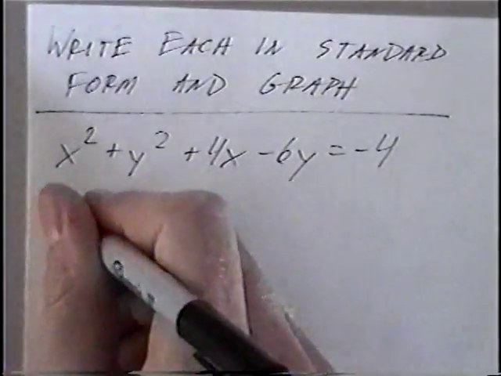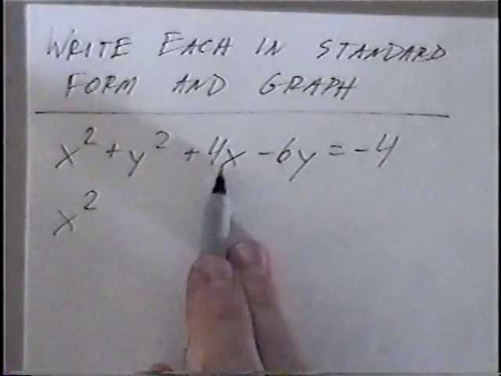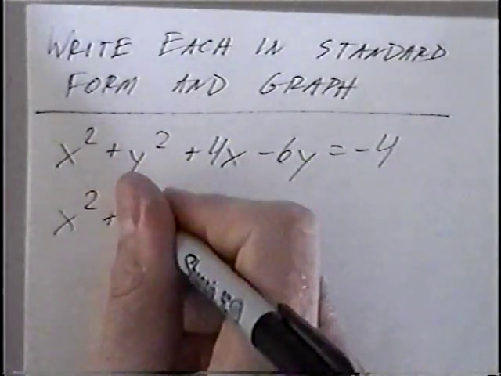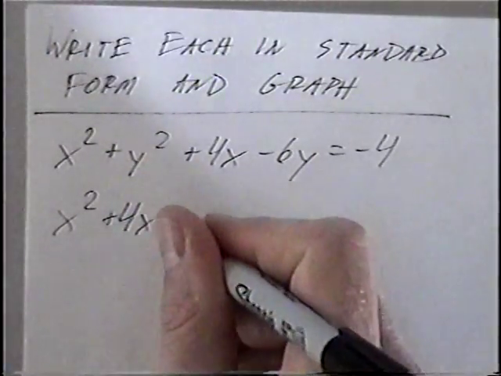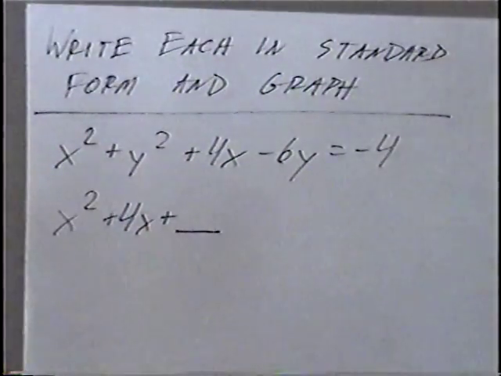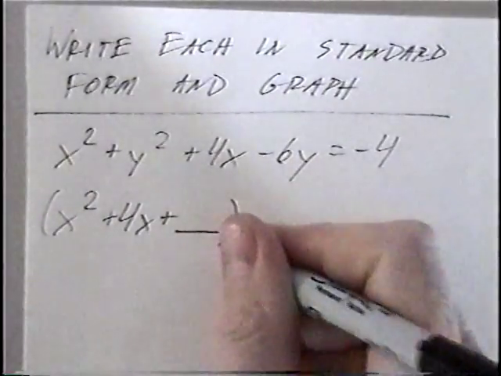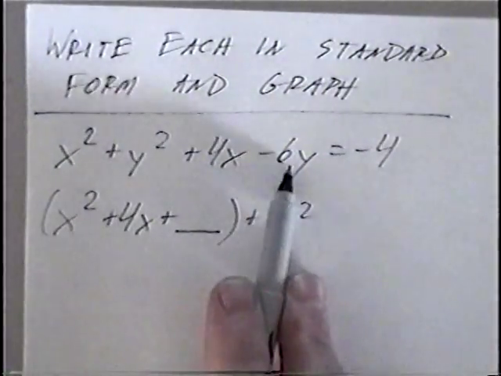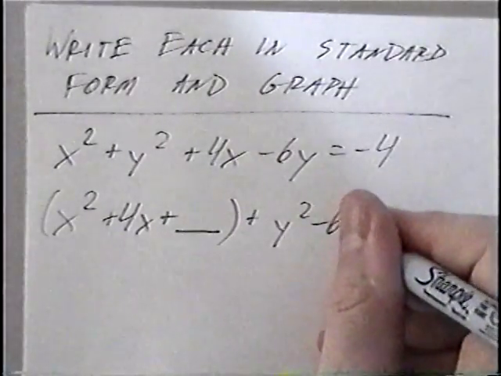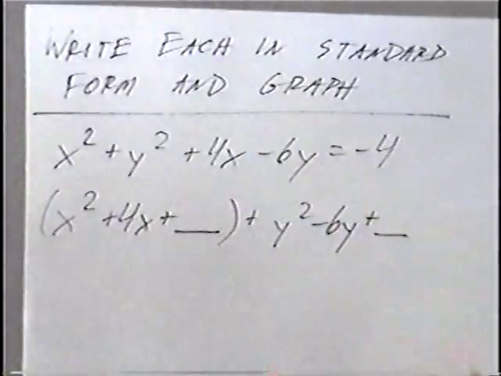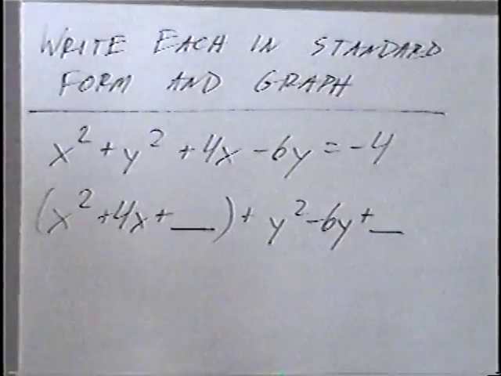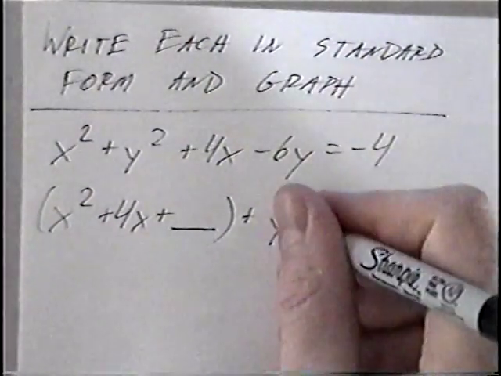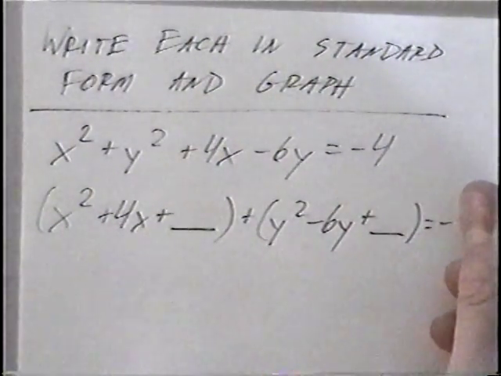To factor this, we'd have x squared. Then we can bring the 4x next to it, and completing the square, we'll add a number to that in just a minute. Afterwards, we'll have y squared, and the minus 6y we can put next to that, and again we'll add a number to complete the square in just a minute. Equals -4.